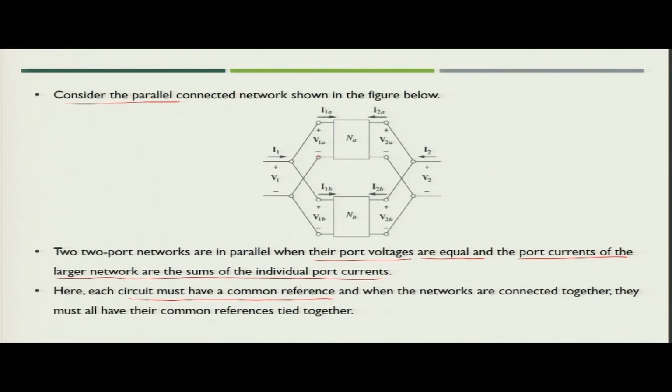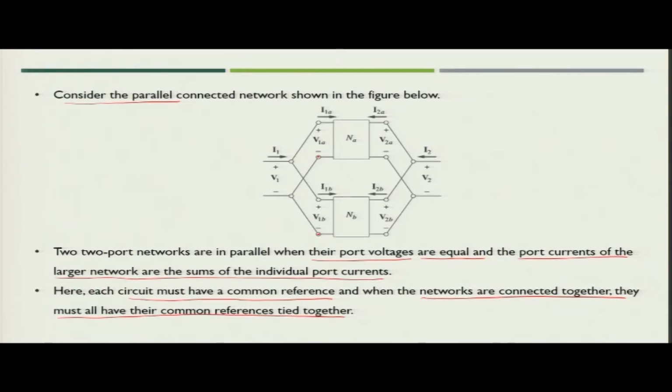In this case the circuit must have one common reference. So, this is the common reference for both sub networks. We will connect them together so that we get the common reference of the overall network. When you connect all of them in parallel, the common terminals you tie together so that the sub networks are in parallel.